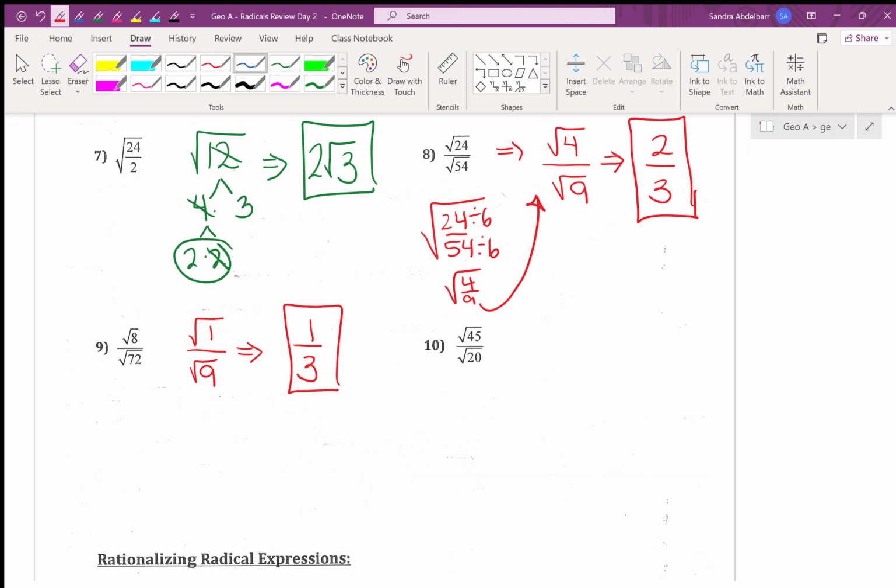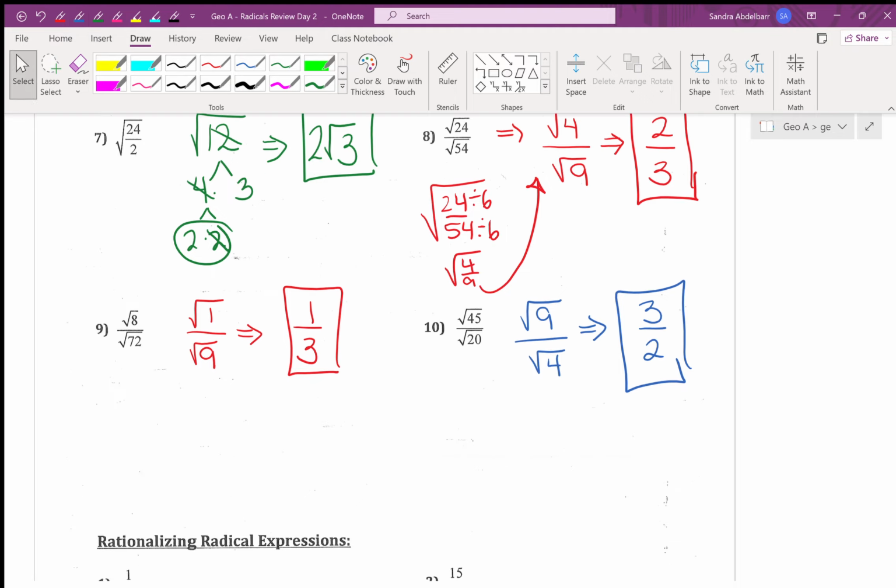So did you all start by simplifying it? What did we divide by? 5. So then we'd have the square root of 9 over the square root of 4. Again, both perfect squares. So what do we end up with? 3 over 2. All right, it's been nice when it's been working out like this, but let's see what happens when they don't end up becoming perfect squares. Let's see what happens.